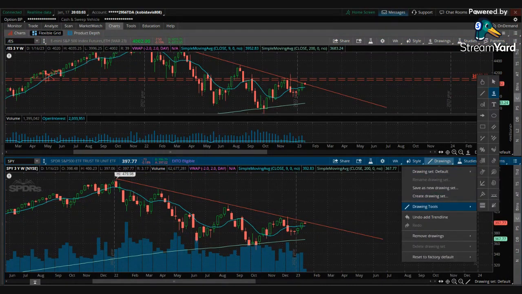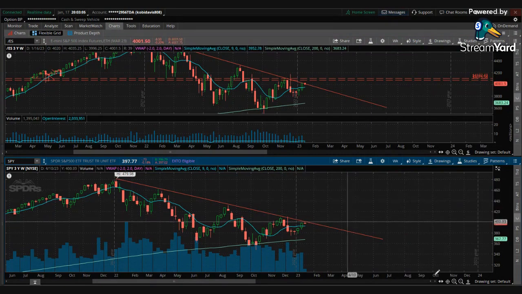So we'll go ahead and mark 400 as well. And we're getting this off the weekly, right? So if we get it off the weekly, we know for sure that this is a big level that we want to watch out for.